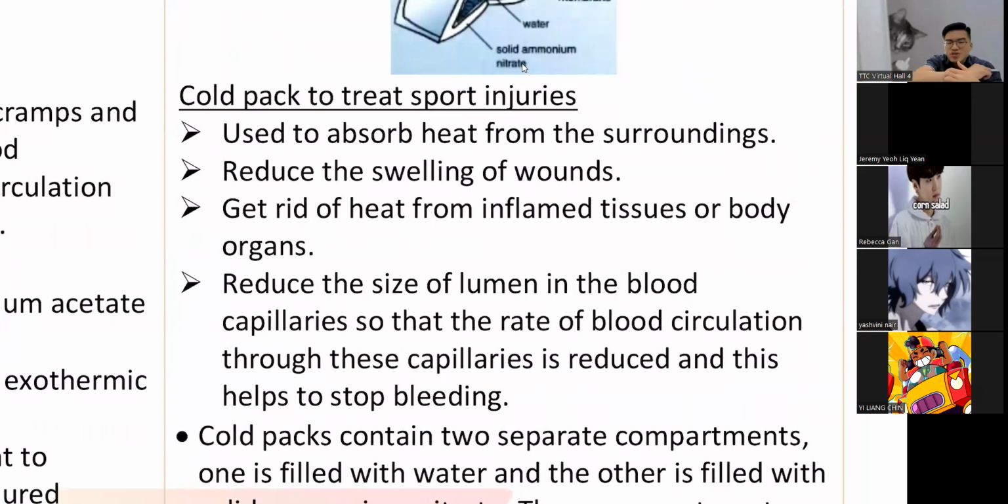Okay, very easy. Let's say you have a bruise here. I mentioned this in chapter 3. When you have a bruise, that means you have internal bleeding.